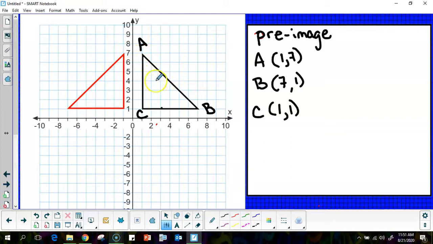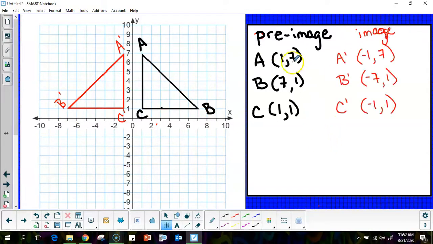So if this thing flips, the A prime is right here. The B prime has flipped all the way over to here. And then the C prime kind of stays close, it's right here. If you imagine this triangle flipping across the y-axis, this B is going to end up way over here. So let's talk about what those coordinates are.